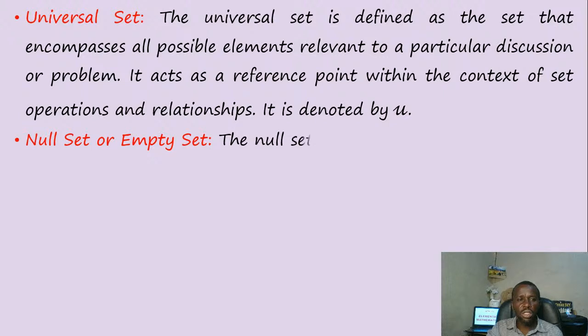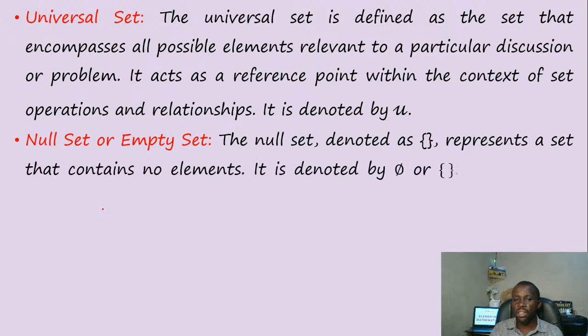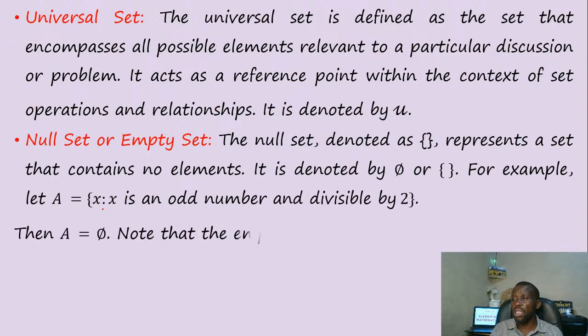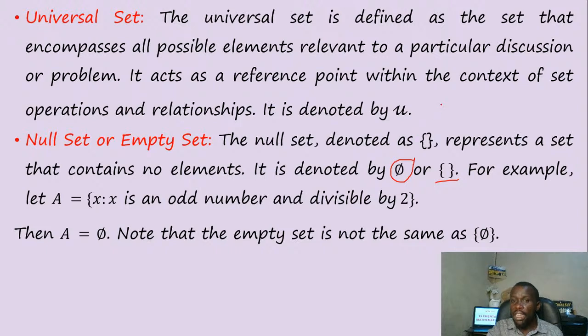Now, another one is the null set. The null set or empty set is denoted as this, which means nothing is inside it. It represents a set that contains no element. If you don't have any element, sometimes you can also write it as this sign, like a phi, or this. However, please never write an empty set like this: you put a curly bracket, then put this phi inside. This is not an empty set at all. Either you write this only, or you put only the brackets without anything inside.